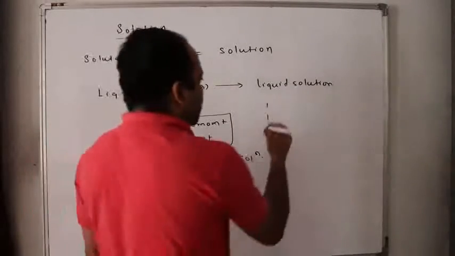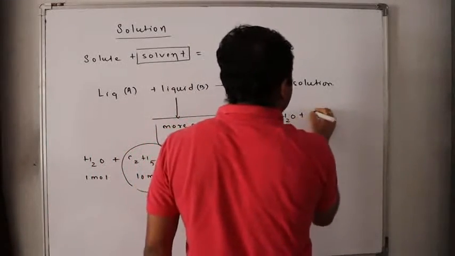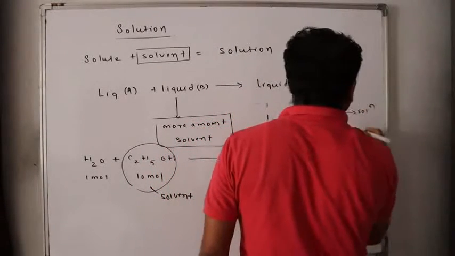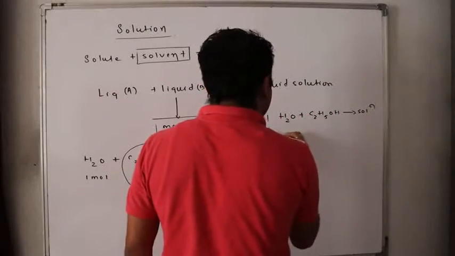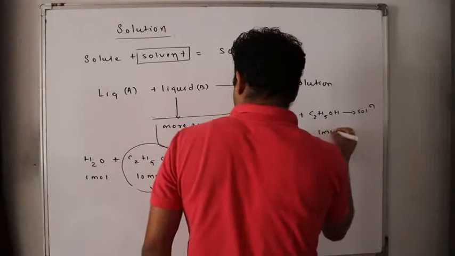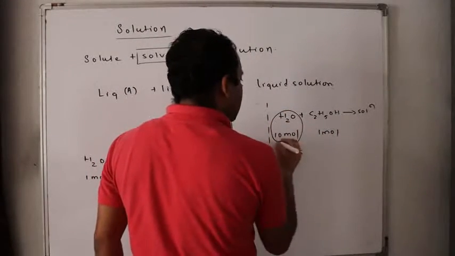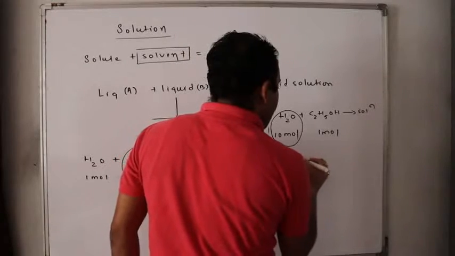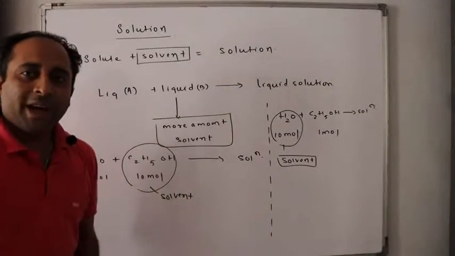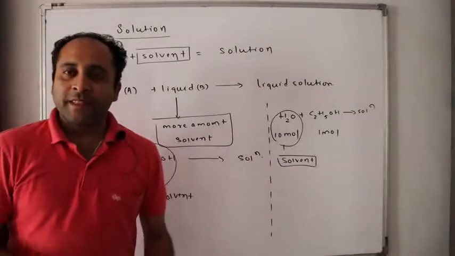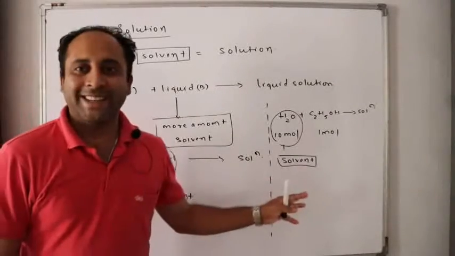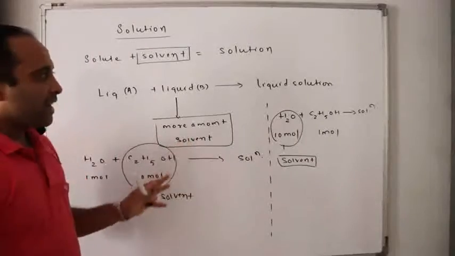If I take water plus ethanol and it makes a solution, and if I take water 10 moles and ethanol 1 mole, then water is the solvent. When both the solute and the solvent are in the same phase, then the one with more amount will be taken as the solvent. Clear? Easy? Did I give you clarity on this?